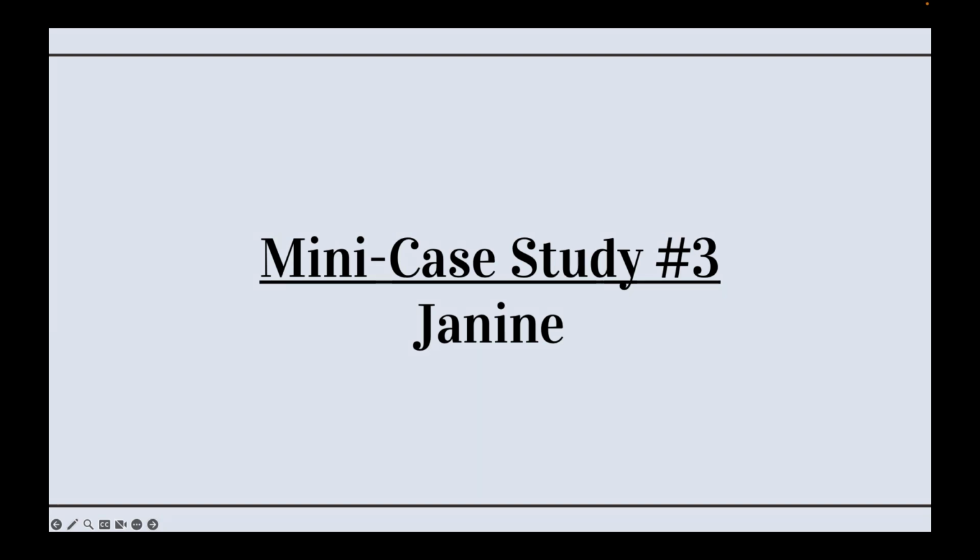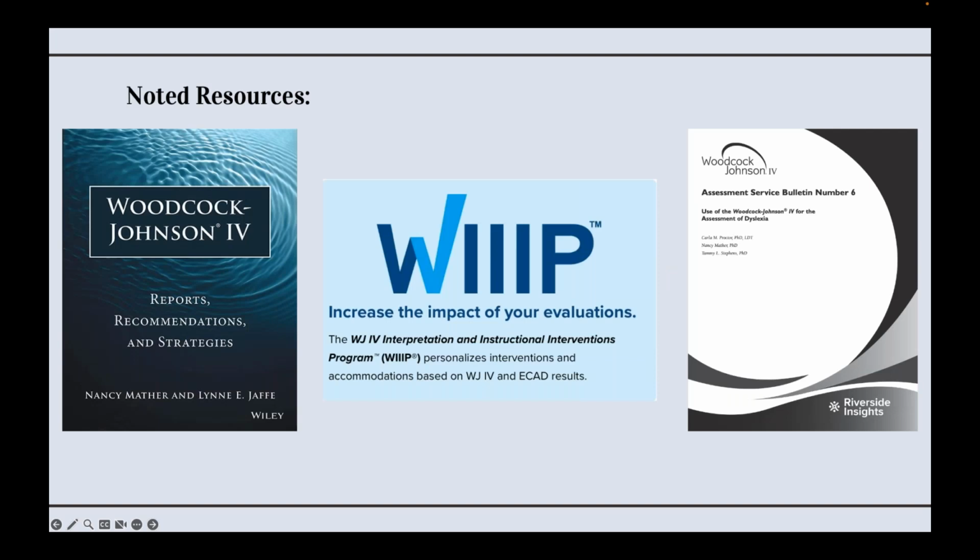But what I do want to call out are some of the resources that were used or referenced as a part of this presentation. So to the left, you will see the WJ4 reports, recommendations, and strategies text by Mather and Jaffe. It was published in 2016. I use it as a reference for myself in a norm reference testing course that I teach. It has a lot of great information from sample reports to ways in which to describe certain scores to a lot of tables that also break down what a lot of these procedures mean that I discussed today. So if you don't have that in your toolbox, I definitely recommend purchasing it.